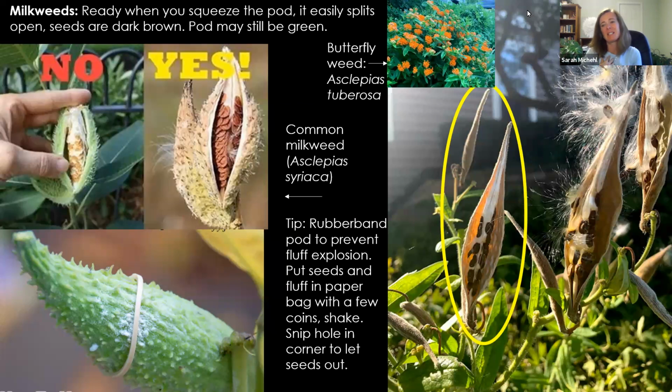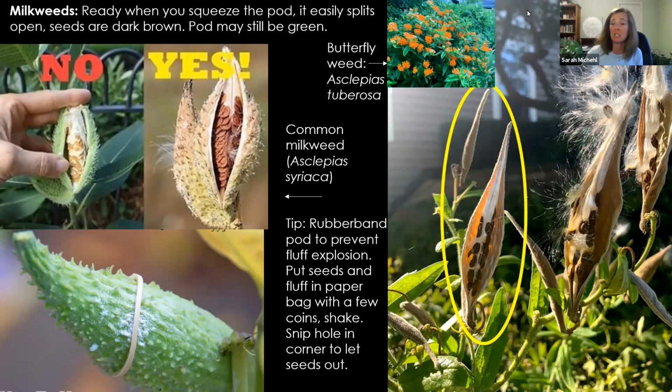What I like to do is just watch these pods, and I kind of just push on it with my thumb, and if it splits open really easily and the seeds are dark brown, I'll take that entire pod and just put it in a paper bag and close it. You can also see the one that's circled in yellow there, that butterfly milkweed pod, that one just split open. And so I would take it and just run my thumb up through that. And then you can put the fluff, the seeds, everything into a paper bag.